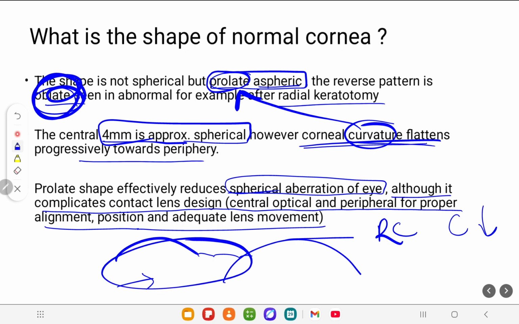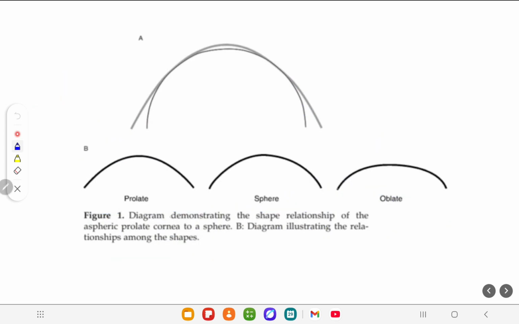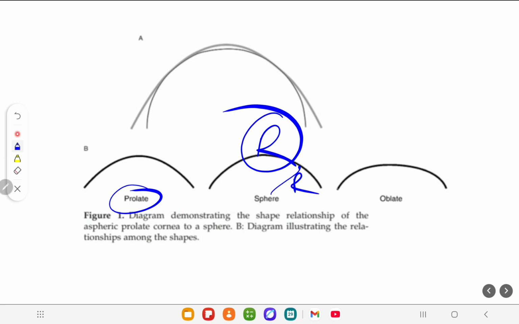I will discuss this in the contact lens series because I don't want to touch it now. If I touch contact lens, then I'll make more than 100 videos. So let's not discuss contact lens right now. Let's move on. So that's what I am talking about. Sphere means the radius of curvature remains constant, isn't it? That's the definition of a sphere. Wherever you measure here, this is R, and here, this is R, it doesn't matter.